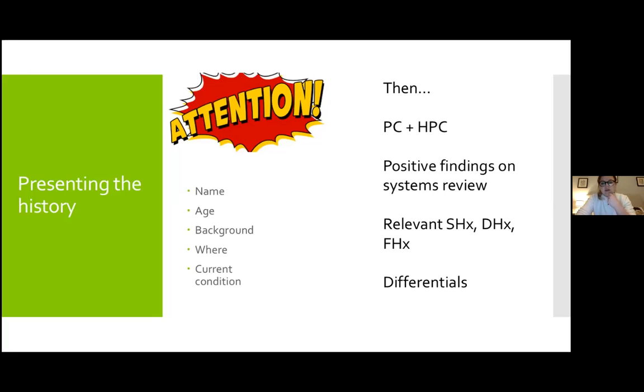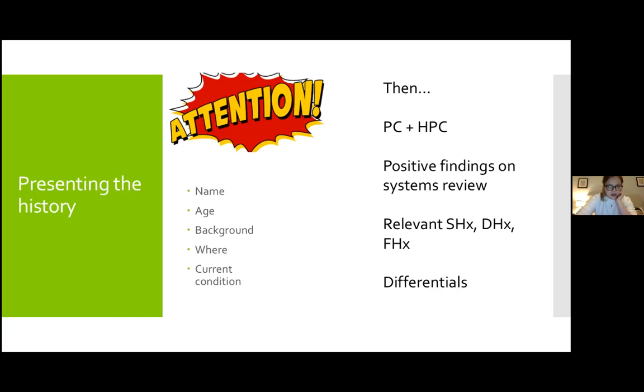Once you've done that, you then need to say the presenting complaint and history of presenting complaint, the positive findings of the systems review, and any relevant negative findings. For example, if you've got someone coming in with pleuritic chest pain that you're thinking is a PE, you might want to say they didn't have a cough and they're not febrile, just to show that you're excluding pneumonia as a differential there. And then say any relevant social history, drug history and family history, and then say your differential. So you say, I think this is a PE.